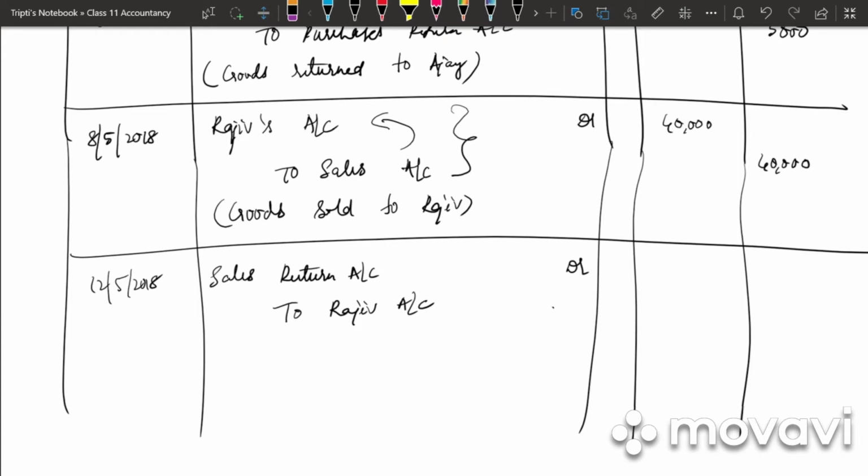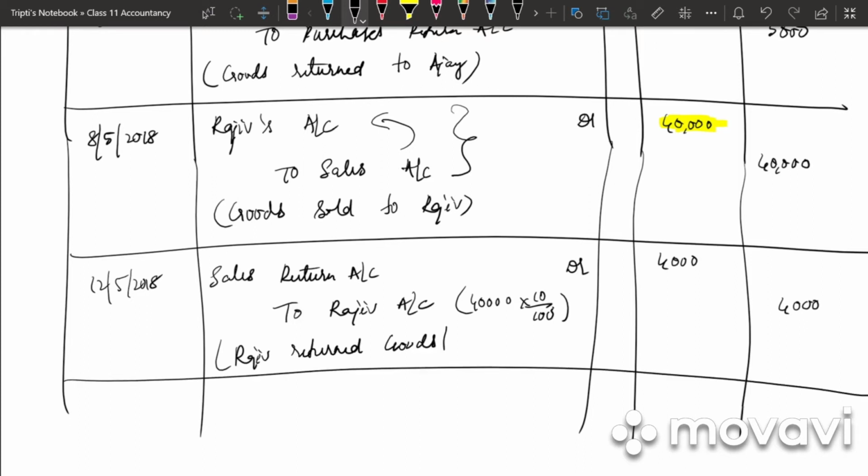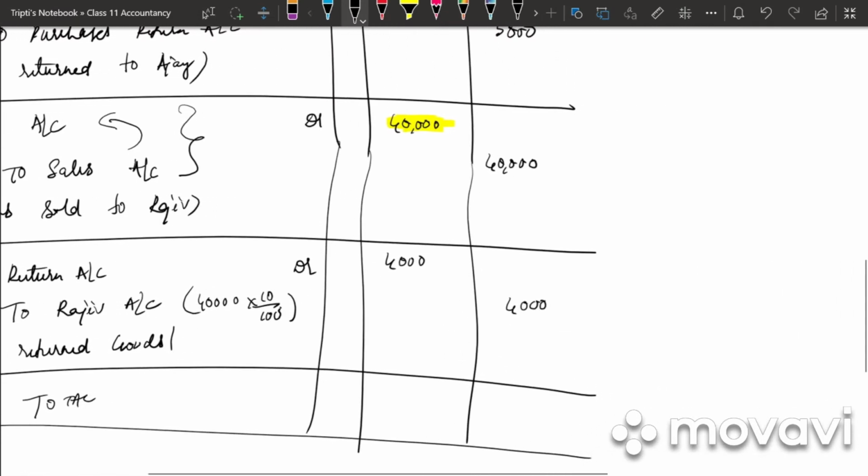and who is the giver? It is Rajiv, so his account will be credited. How much it is? 40,000. Why 40,000? Because we sold goods of 40,000 and he returned 10% goods. So 40,000 into 10 by 100, 4,000 debit, 4,000 credit. Our narration will be Rajiv returned goods. Next we total. How much is it?